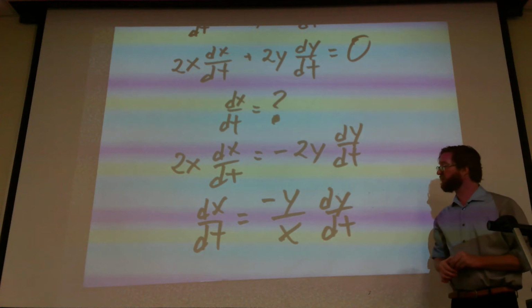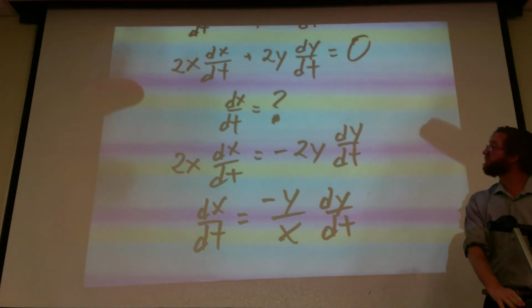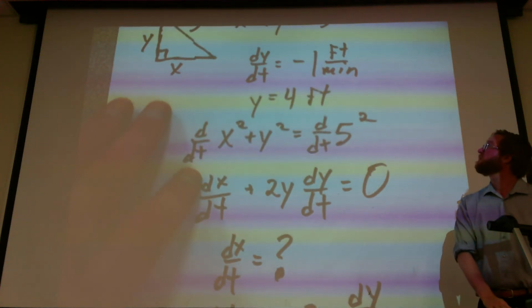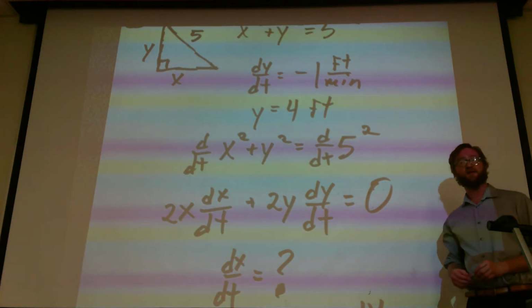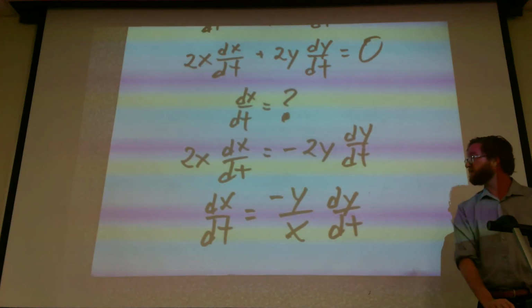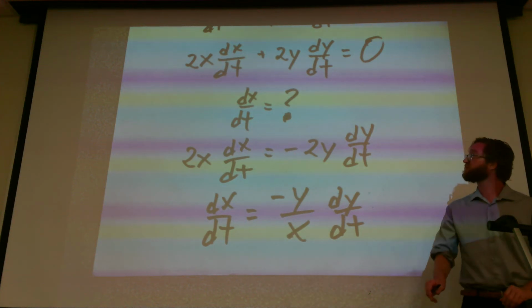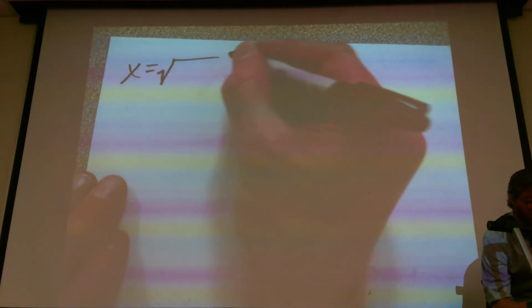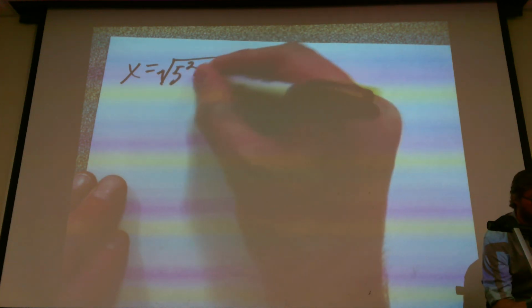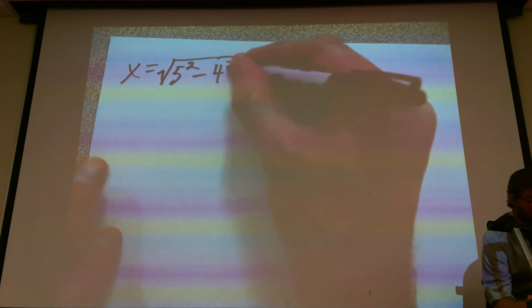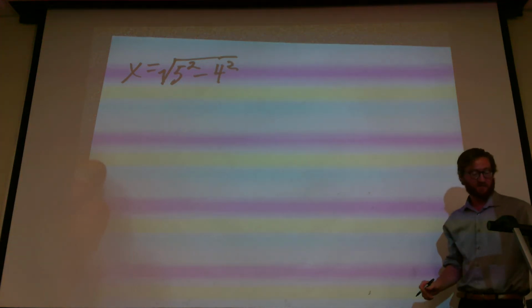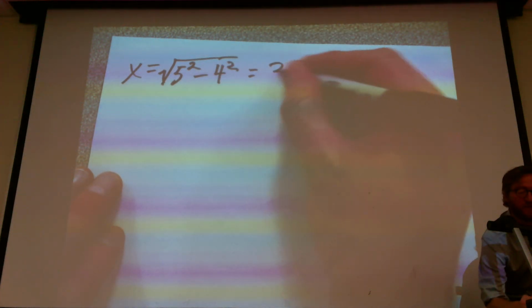So from the beginning of the problem, we were given dy/dt and we're given y. The main thing that we're missing in this problem is that x right there. So we're going to have to solve for that x. x is going to be the square root now of 5 squared minus 4 squared. So that's 25 minus 16, which is 9. The square root of 9 is going to be 3.